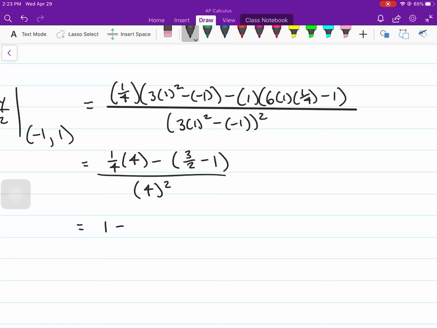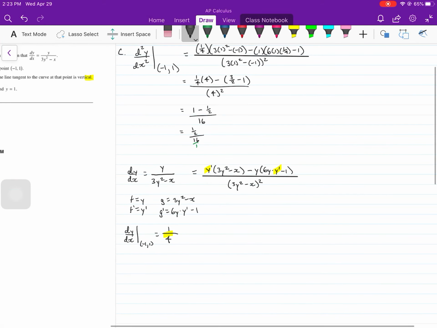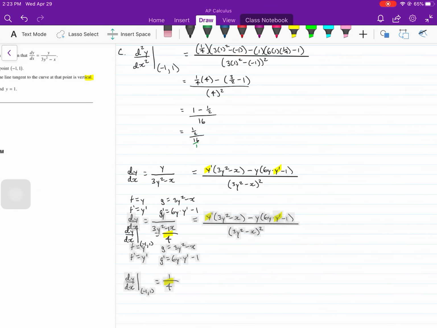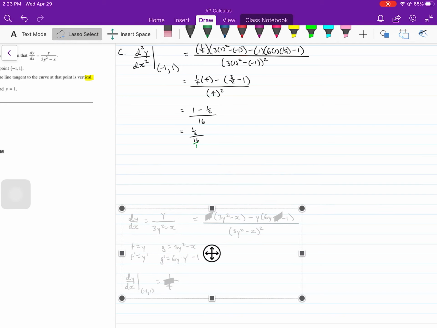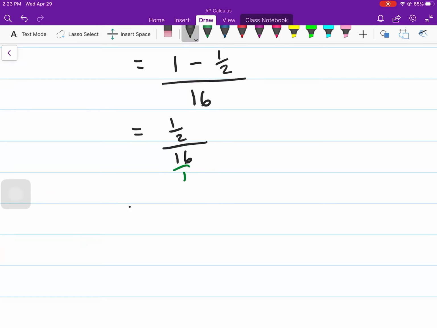So that's going to be 1 minus 1/2 over 16. So that's 1/2 over 16. And remember that 16 is the bottom part. Let me give us some more room here. So that equals 1/2 times 1 over 16, which is 1 over 32.